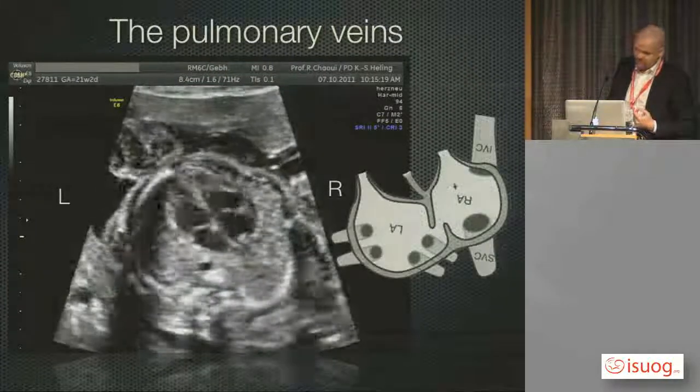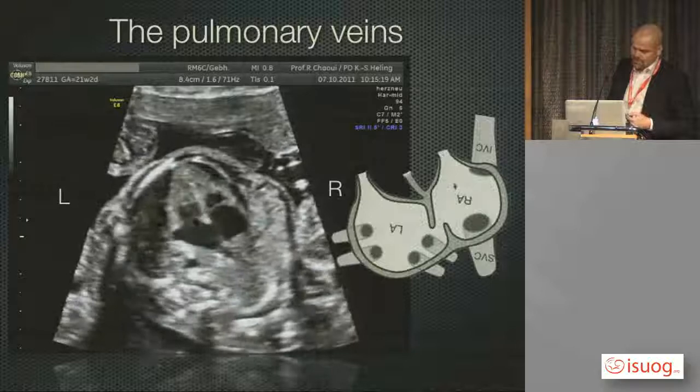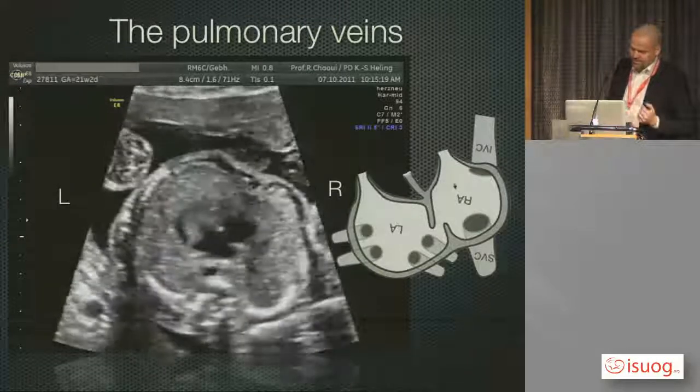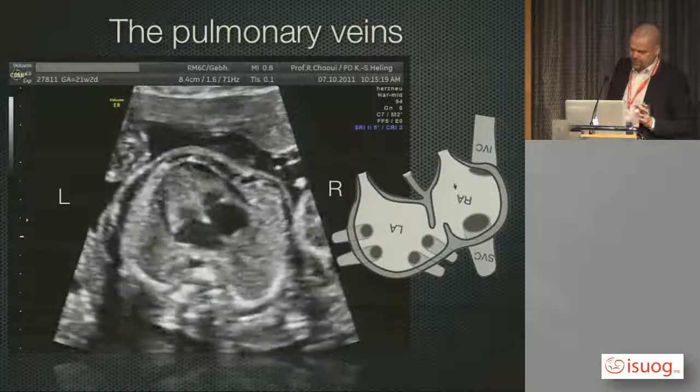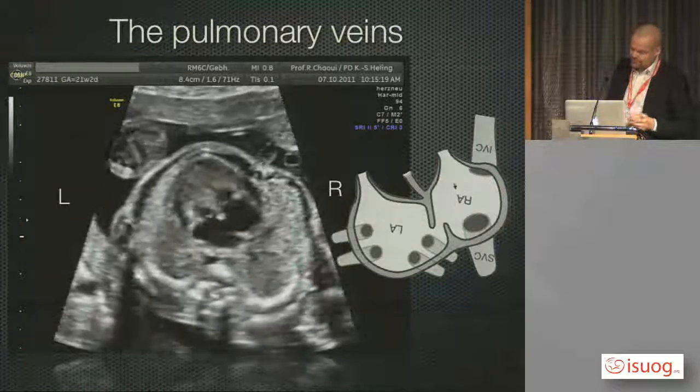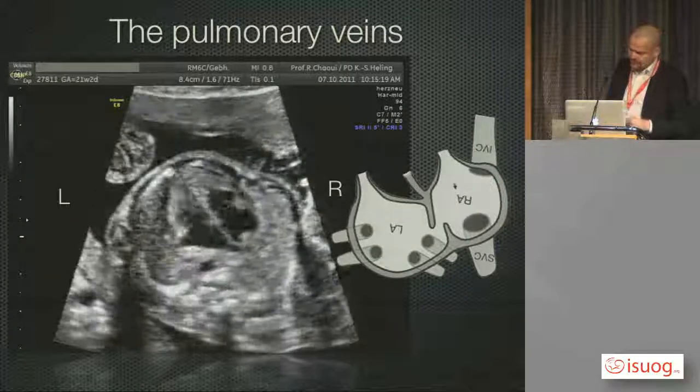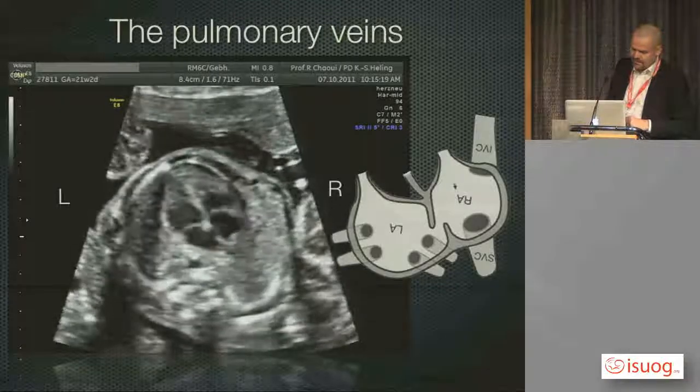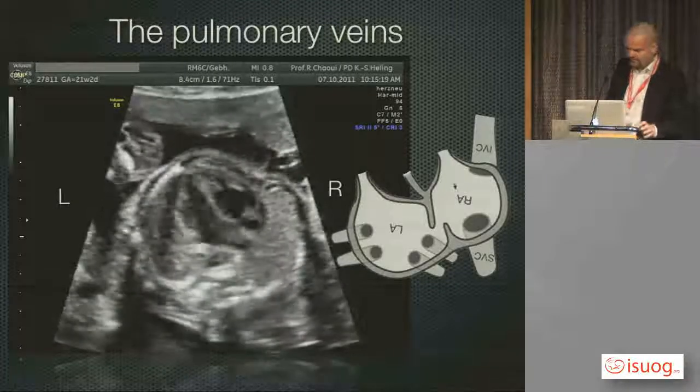You need a very good B mode image, and you see the inflow of the two couples of the pulmonary veins, one couple from the left close to the mitral valve, and one couple from the right very close to the foramen ovale or the atrial septum.